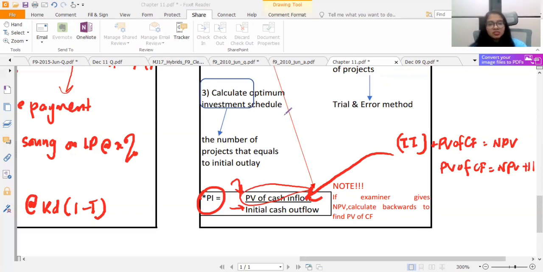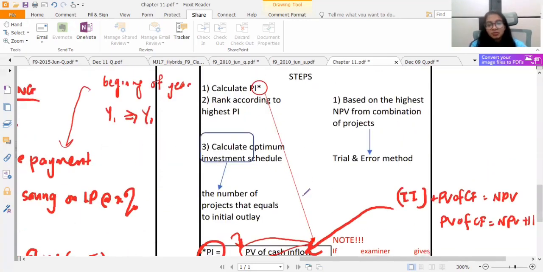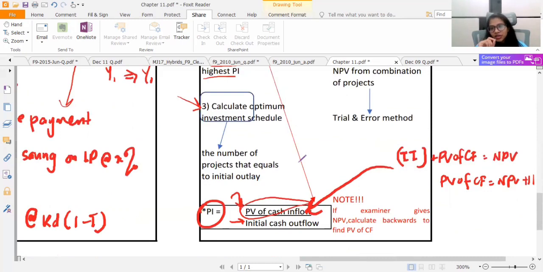Whenever you want to decide which project, or what is the best combination of projects that you can undertake for your company, you need to follow 3 steps. Step number 1, you calculate your profitability index. Step number 2, you rank them from highest PI to the lowest PI. And finally, you calculate your optimum investment schedule. This one, I will teach you how to do it in the tutorial later, or the lecture example, because I don't want to talk about it but you are unable to understand it. After that, you can identify the highest amount of NPV that your company has earned.